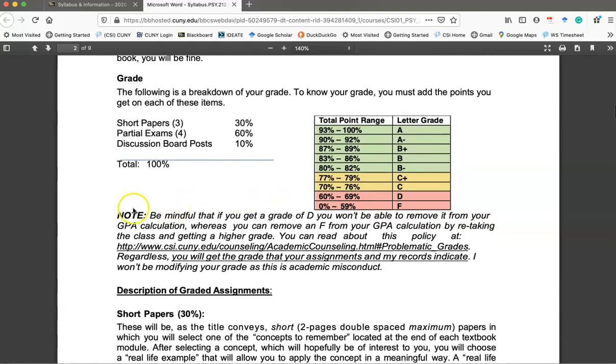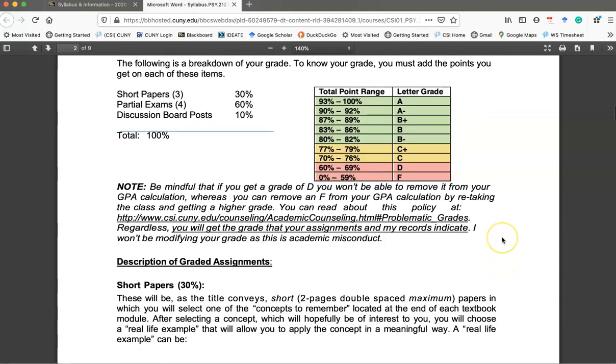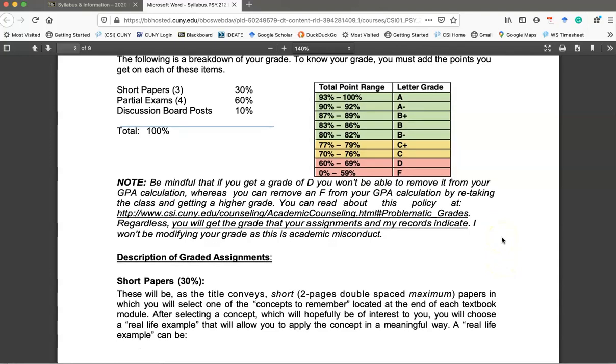Now, I always add this note because it's an interesting policy that, I don't know if it's a CUNY-wide policy, but CSI-wide policy. Be mindful that if you get a grade of D, you won't be able to remove it from your GPA calculation, whereas you can remove an F from your GPA calculation by retaking the class and getting a higher grade. And you can read about this policy if you click on that link or copy and paste it. I don't know if it's clickable.